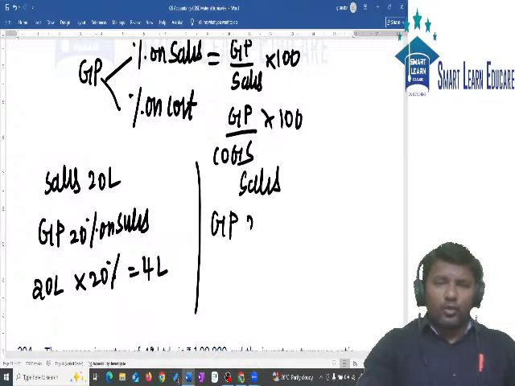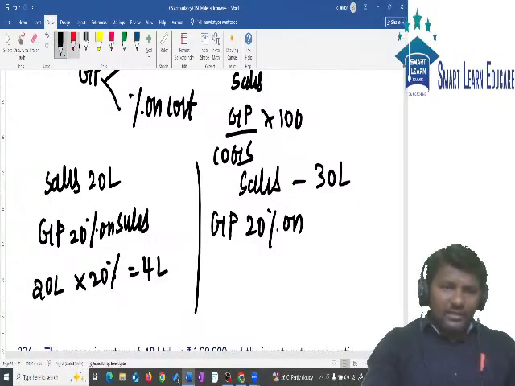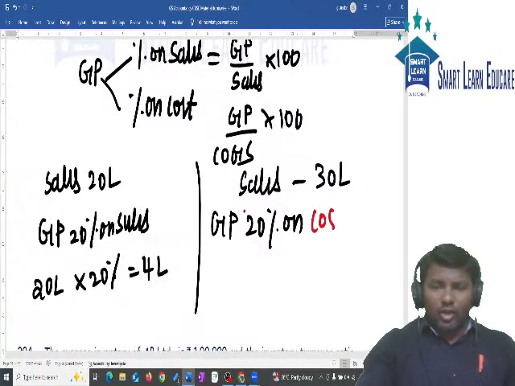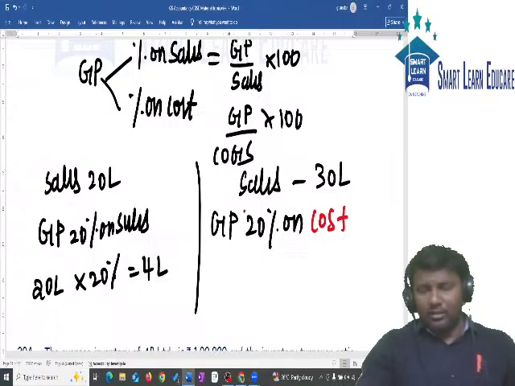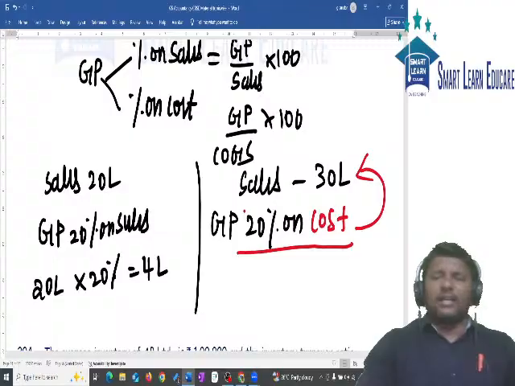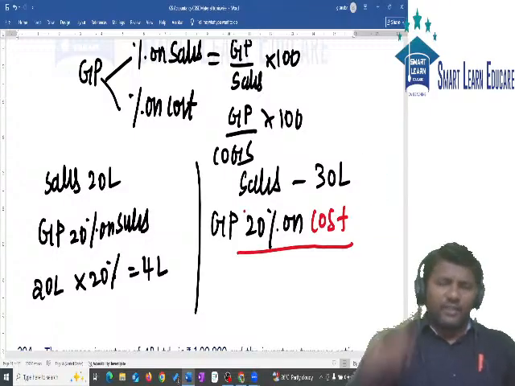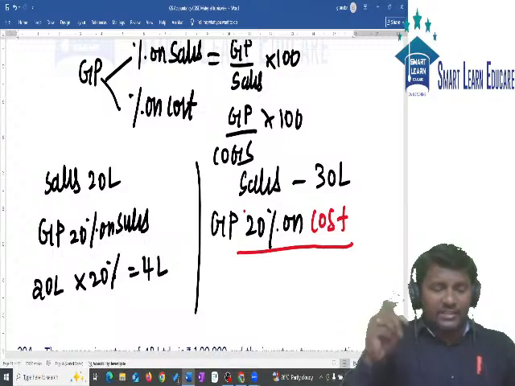But sales is given as 30 lakh, and GP is given as 20 percentage on cost. How to calculate this? Be careful. 20 percentage on cost means it cannot be applied on this 30 lakh. First we need to convert it in terms of sales. How to convert it in terms of sales?